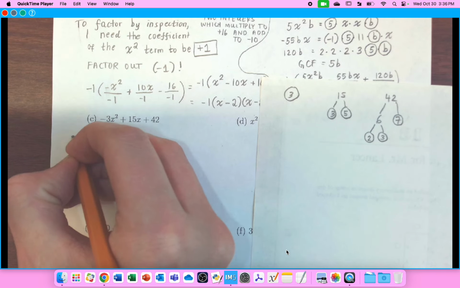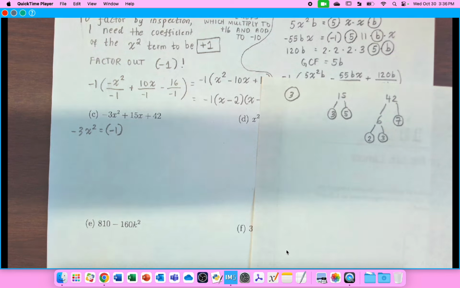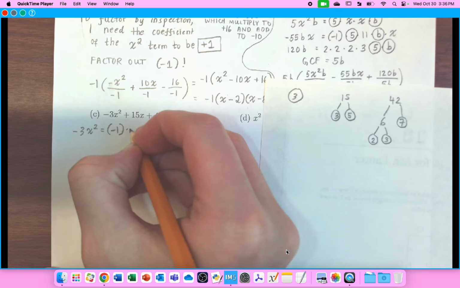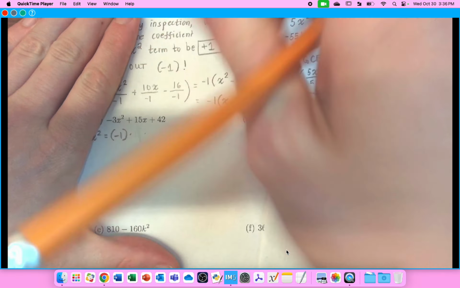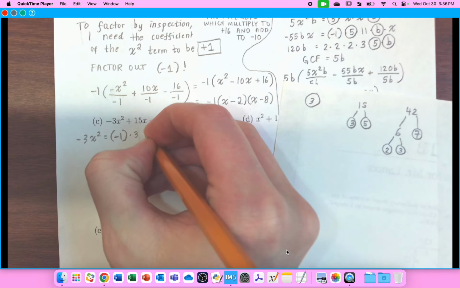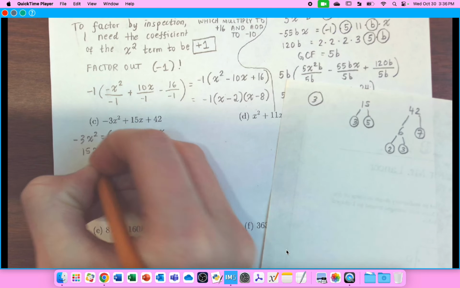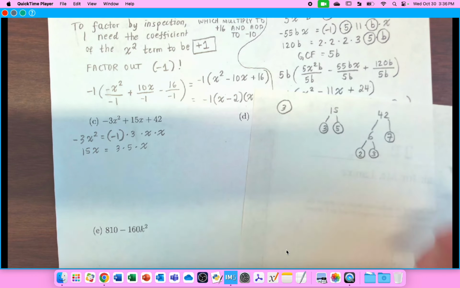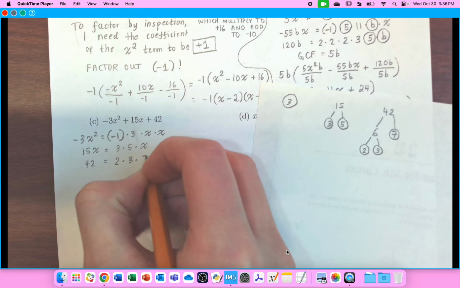So for negative 3x squared, I have that factor of negative 1, because I need that factor of negative 1 to make it negative, just like before. Times x times, oh, forgot my factor of 3. Times 3 times x times x. 15x, I'm basically taking these prime factors, 3 times 5 times x. 42 is 2 times 3 times 7.